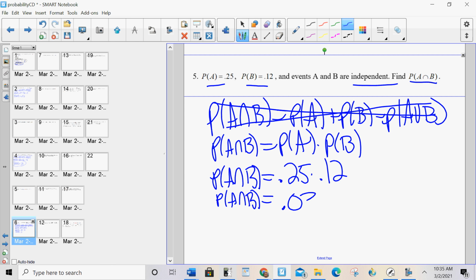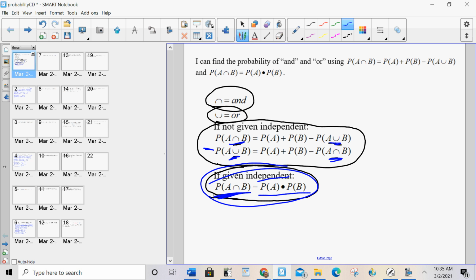That's it. They're not difficult questions. It's just knowing the formulas, knowing when to use which, and substituting in.